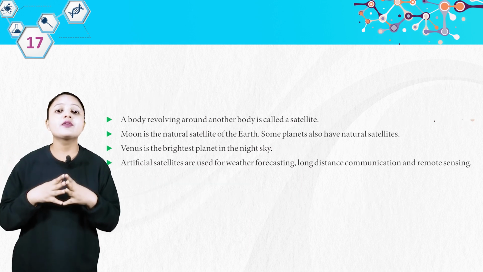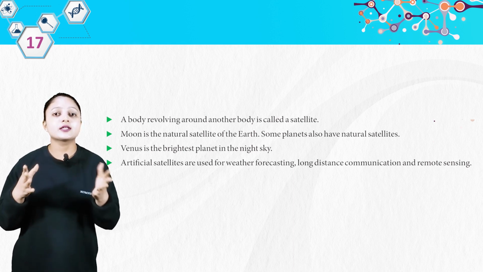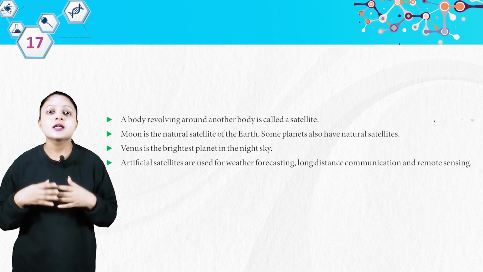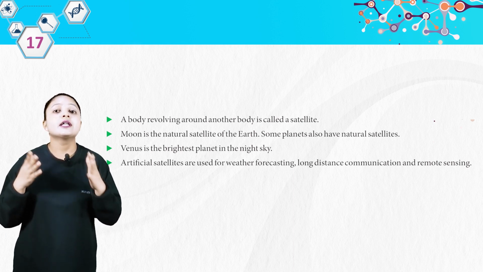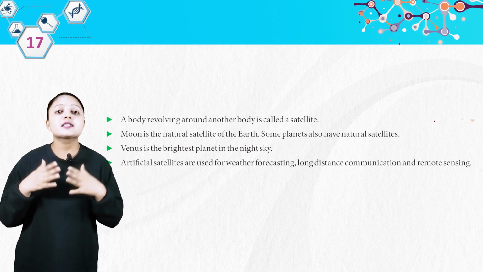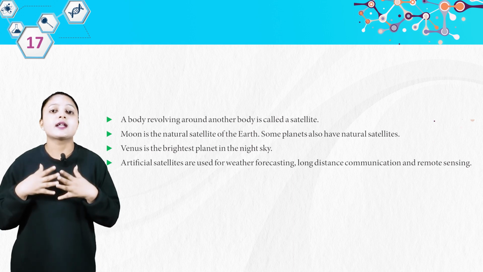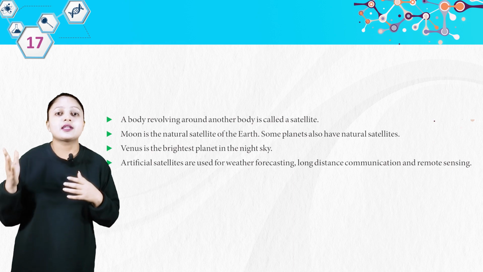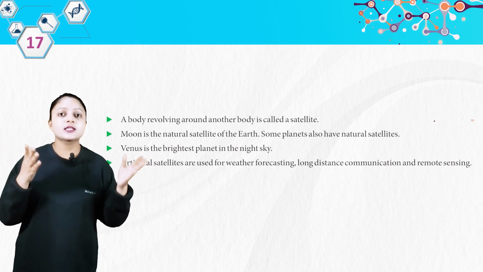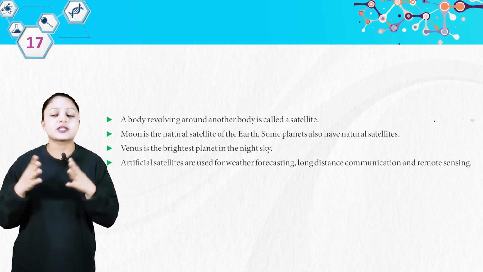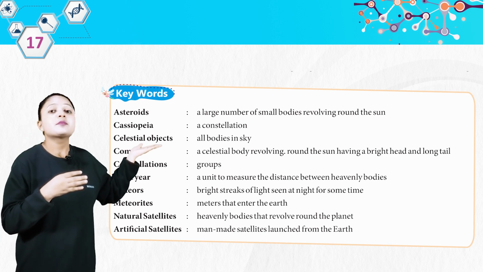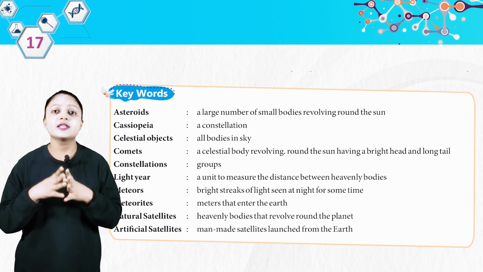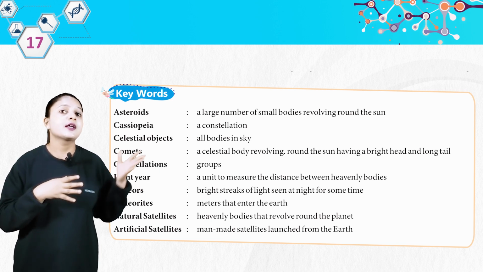A body revolving around another body is called a satellite. Moon is the natural satellite of the Earth. Some planets also have natural satellites. Venus is the brightest planet in the night sky. Artificial satellites are used for weather forecasting, long distance communication and remote sensing. There are some keywords. Asteroids, a large number of small bodies revolving around the sun.